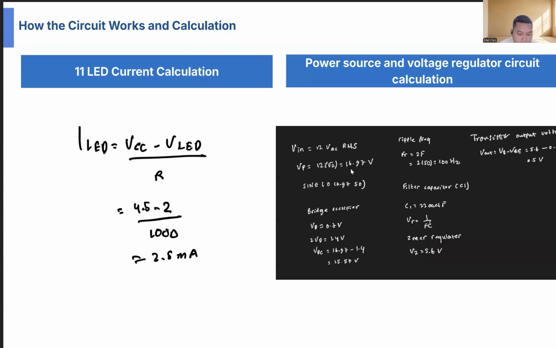Next is the LED and power supply calculation. In here, we calculate the LED current and the power supply stage. For the LED current, using Ohm's law, the current is around 2.5 milliamps, which is within safe operating range, and the power supply circuit converts AC voltage into regulated DC voltage around 5 volts using a rectifier, filter capacitor, and regulator stages.